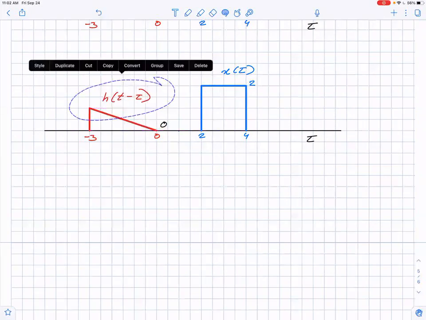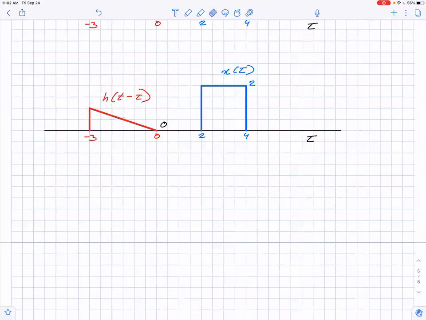And as we move the red function, we should keep track of its front and back ends. So the point that is initially at 0 becomes t as we shift it, and everything else should be with respect to that. So the point that was initially at -3 becomes t minus 3 as we apply shift to the red function. Okay, I'm going to group this.